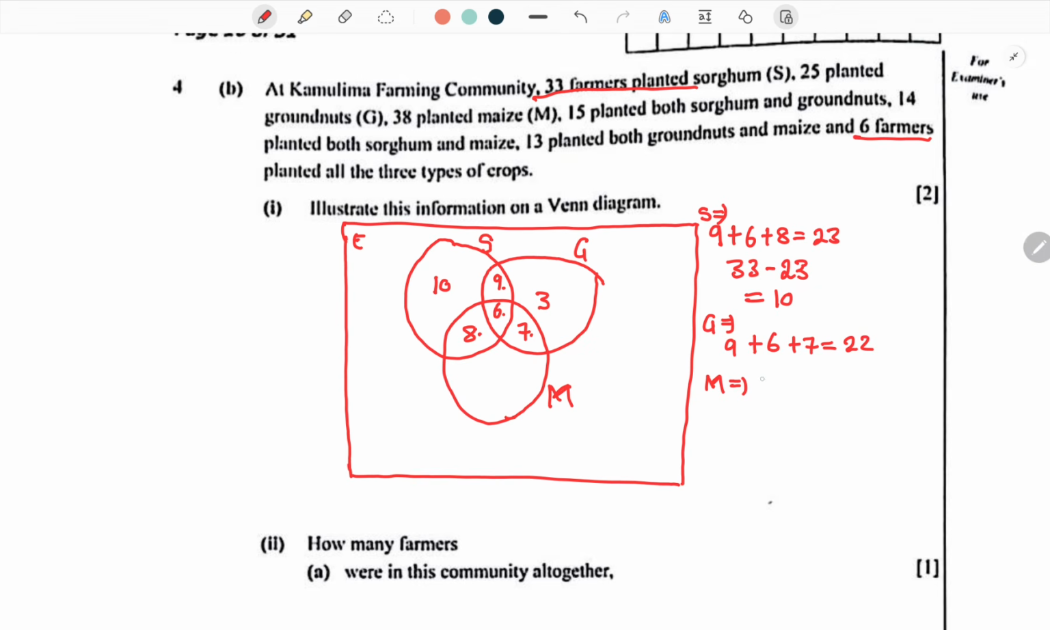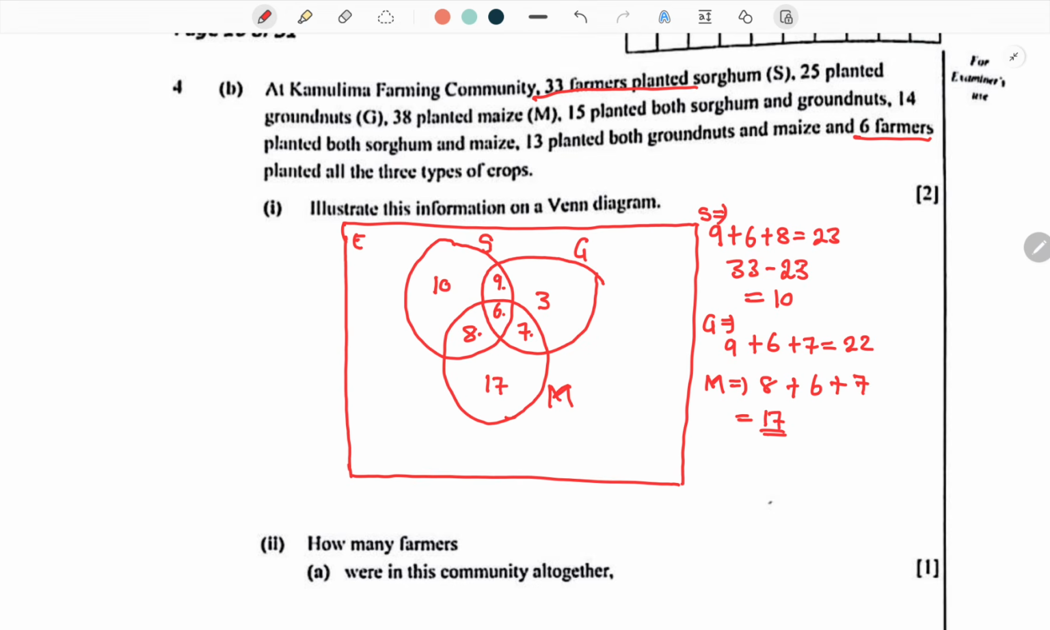From there, for maize, we're adding 8 plus 6 plus 7, and we get 21. So 21 minus 38, you get 17. So you get your 17. You are going to put it there.